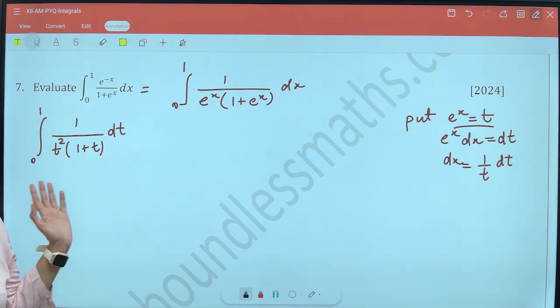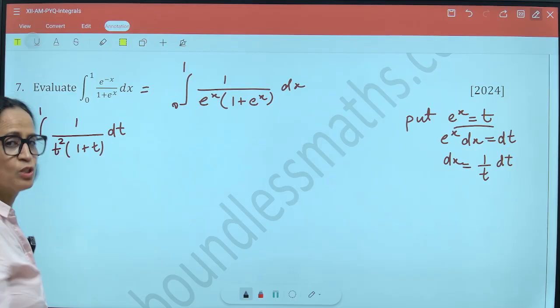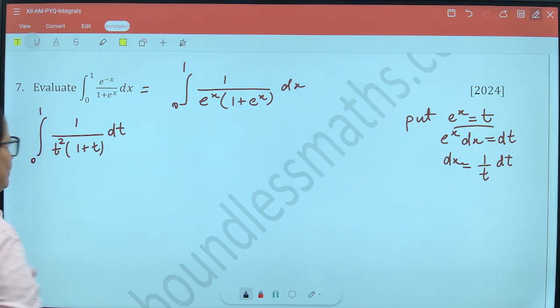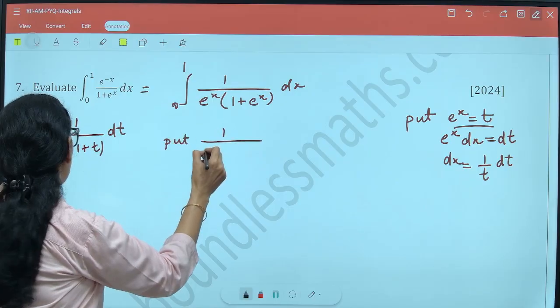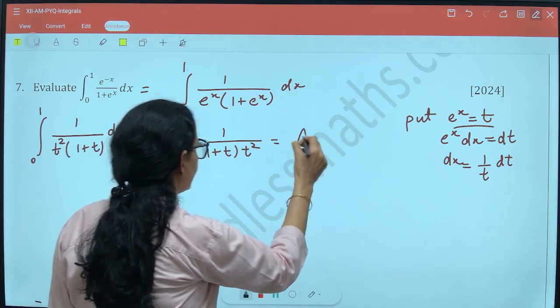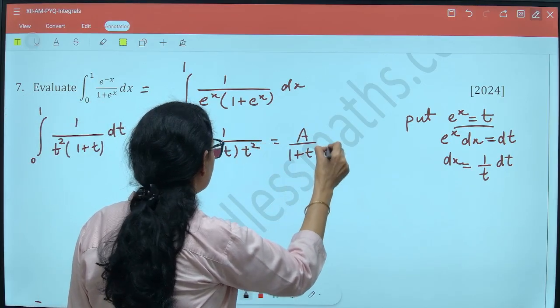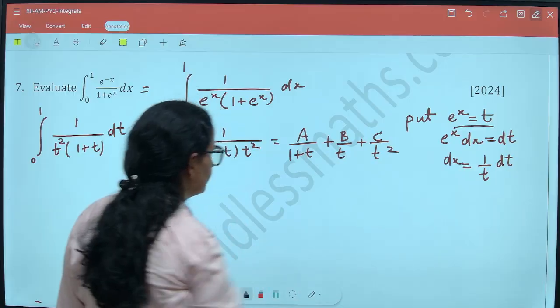What should be used here? Think about it. What should be used here? Integration by partial fractions again. So that means you need to put 1 upon (1 plus t) into t square as A upon 1 plus t plus B upon t plus C upon t square, right?